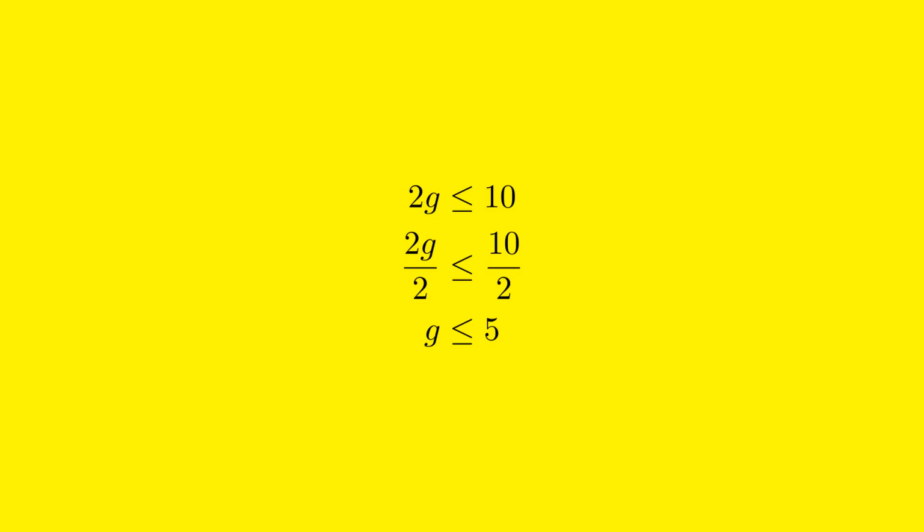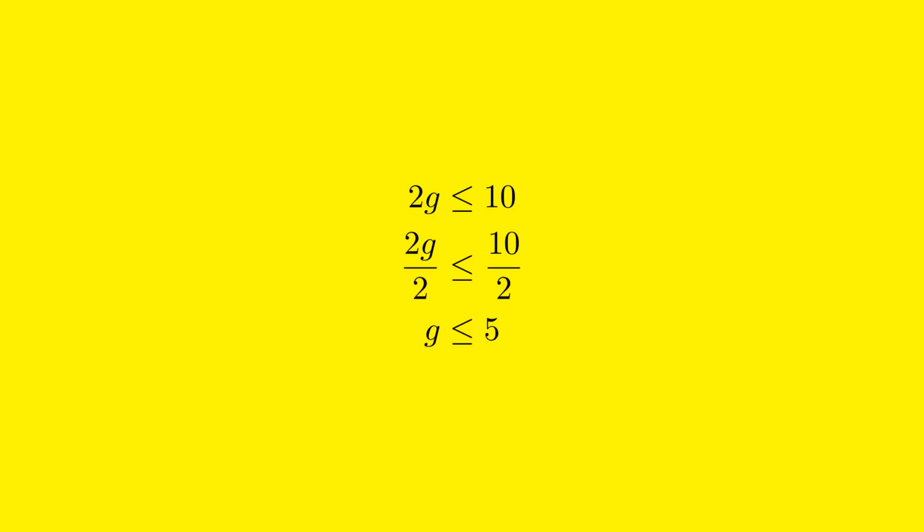Step 2. In this step, we continue to isolate the variable g by getting rid of the coefficient attached to g. We currently have the inequality 2g less than or equal to 10. To isolate g, we need to divide both sides of the inequality by 2. Dividing both sides helps us simplify the expression and keeps the inequality balanced. When we divide 2g by 2, we get g by itself.